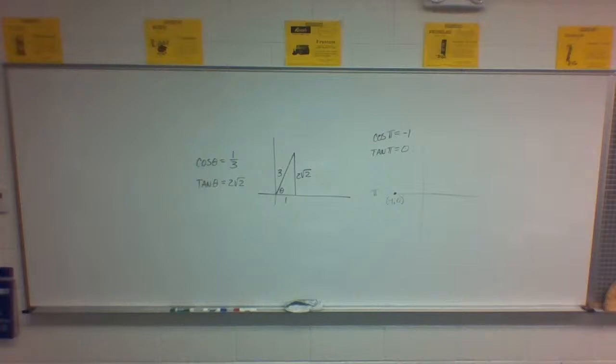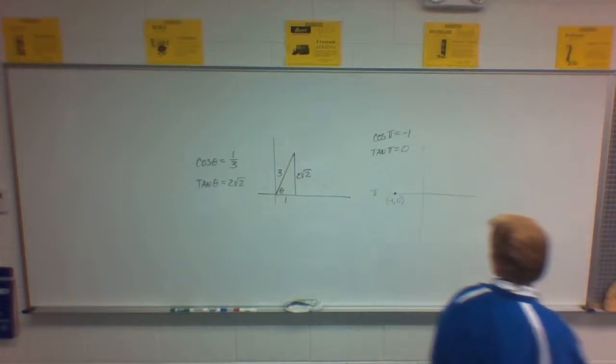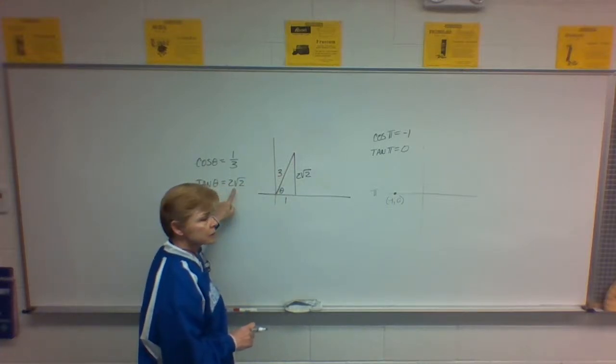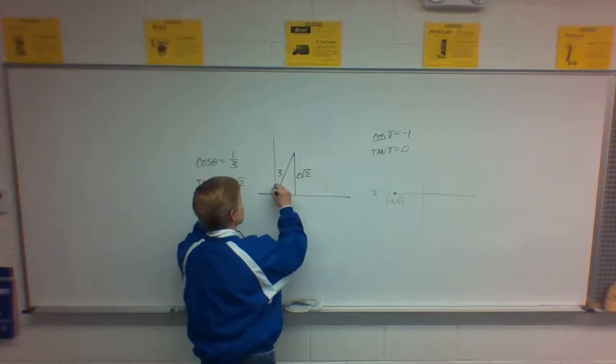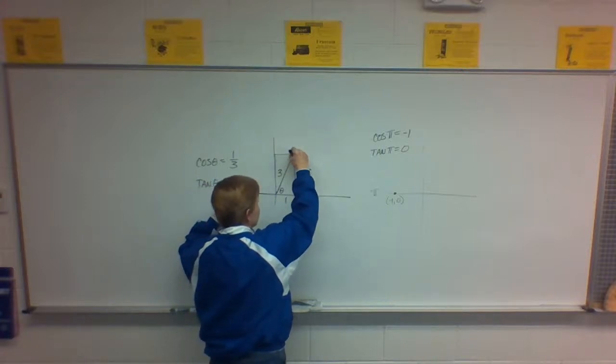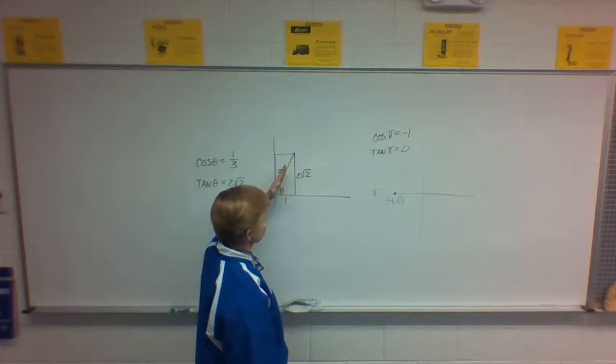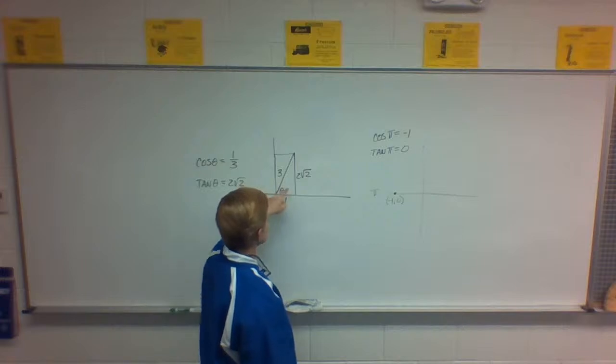It's also, that's a big deal here. Tangent of an angle is also the slope of the terminal side. The tangent of an angle is the slope of the terminal side. So, for example, the slope of this line right here is 2 root 2, because it is rise, 2 root 2, run, 1. That is the slope. Okay? The slope of a terminal side of an angle is the tangent of that angle.